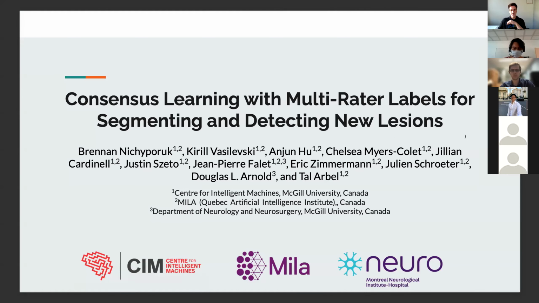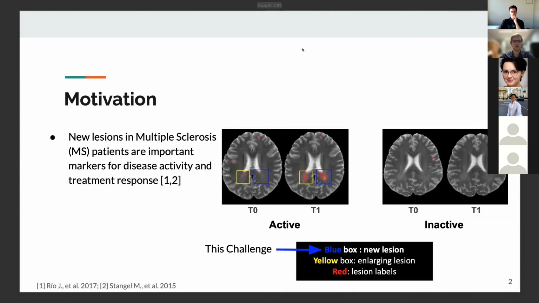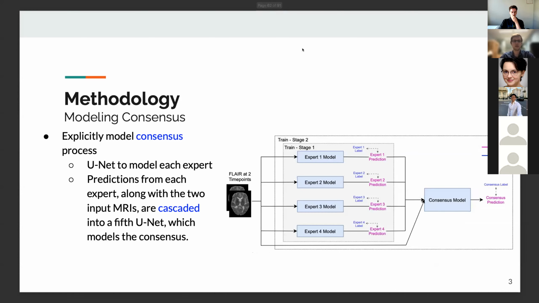Okay. So my name is Brennan Mitchell-Pork, and I'll be presenting our work on consensus learning with multi-reader labels for segmenting and detecting new lesions. We've already heard quite a bit about the problem, but I'll just reinforce that segmenting and detecting new lesions is an important task, with new lesions being markers of disease activity and treatment response. Our approach involves explicitly modeling the consensus process.